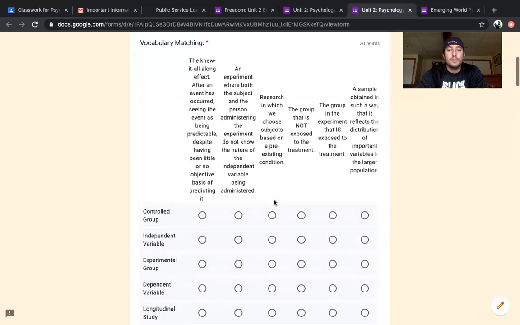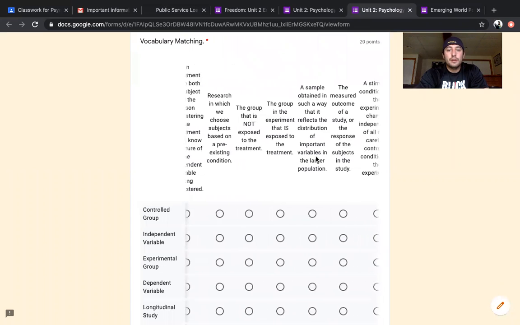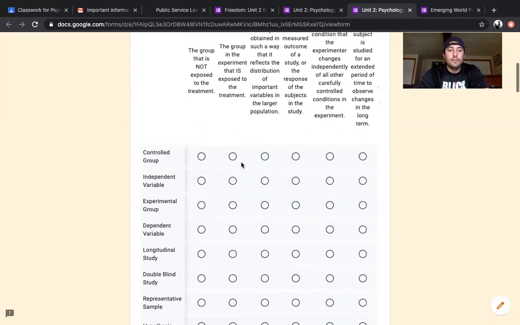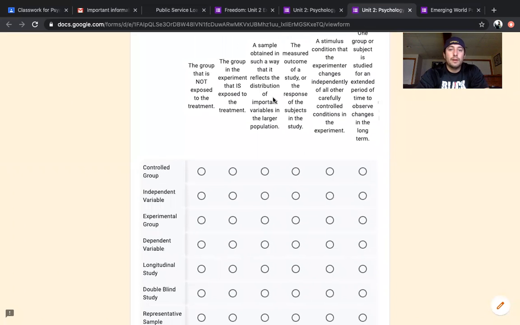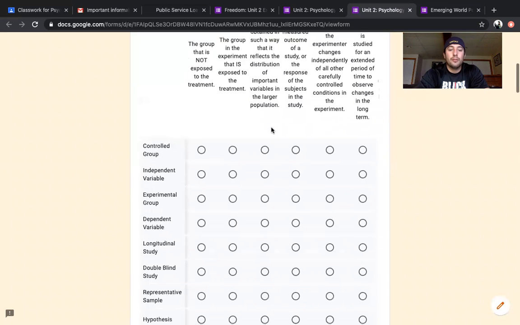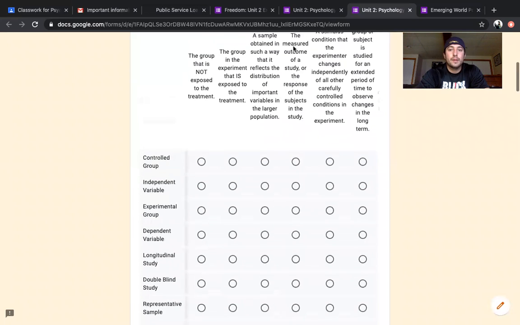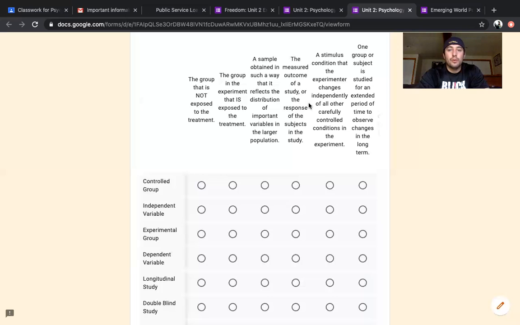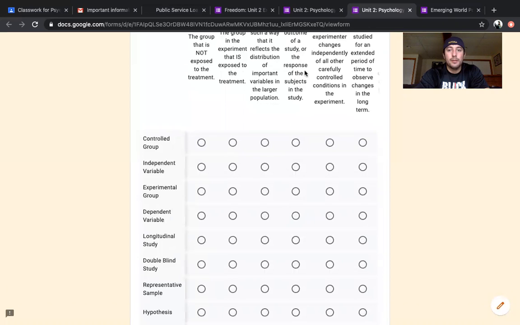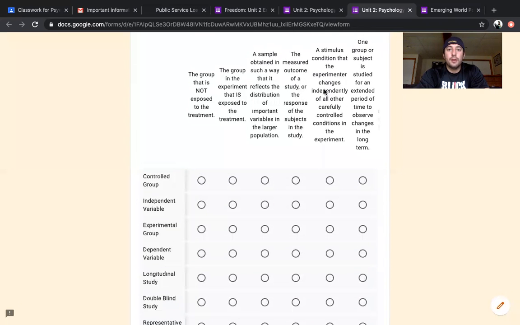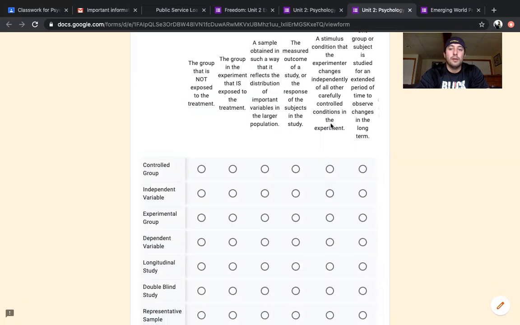Ex post facto. The group that is not exposed to the treatment, that is the control group. The group in the experiment that is exposed to the treatment, the experimental group. A sample obtained in such a way that it reflects the distribution of important variables in a larger population: representative sample. The measured outcome of a study or the response of the subjects in that study, that is the dependent variable. The stimulus condition that the experimenter changes independently of all their carefully controlled conditions in the experiment: independent variable.